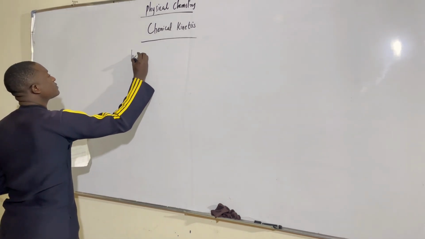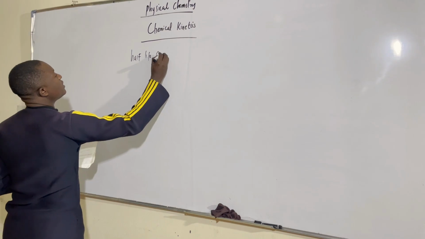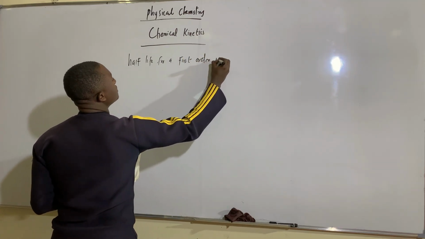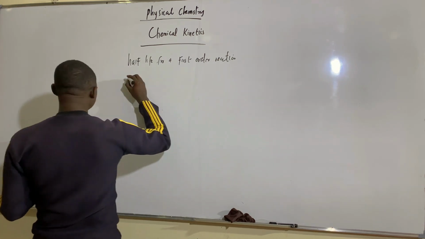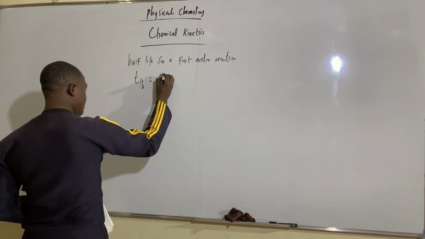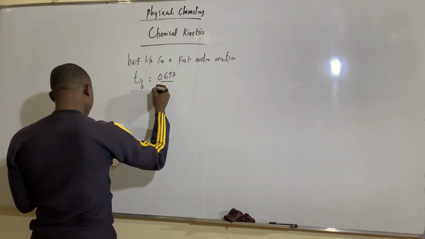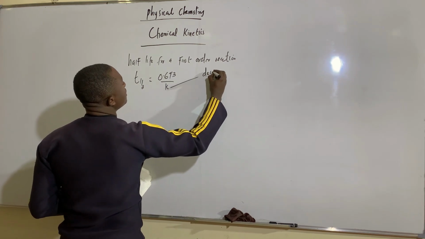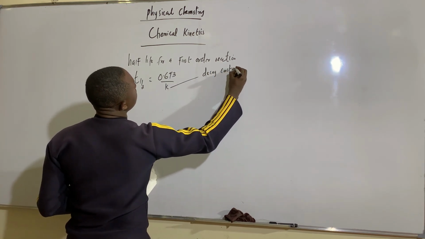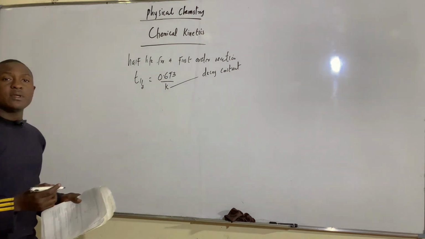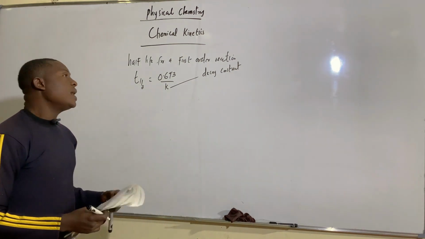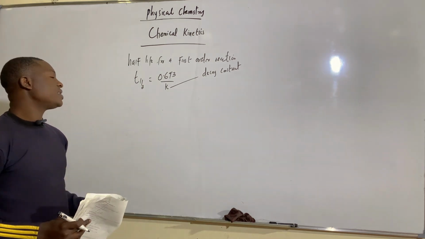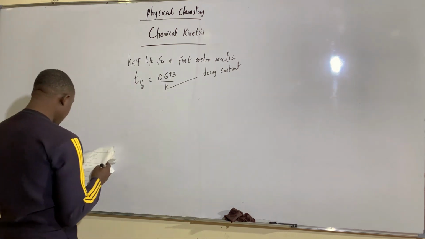Half-life for a first order reaction. It's still the same thing as the one you know in radioactivity. The half-life of that is always given as 0.693 over lambda. Some people can use lambda, some can use K, which we call a decay constant. Either they use lambda or K, it is still talking about the same thing, which is a decay constant. So for example, let's look at this one.